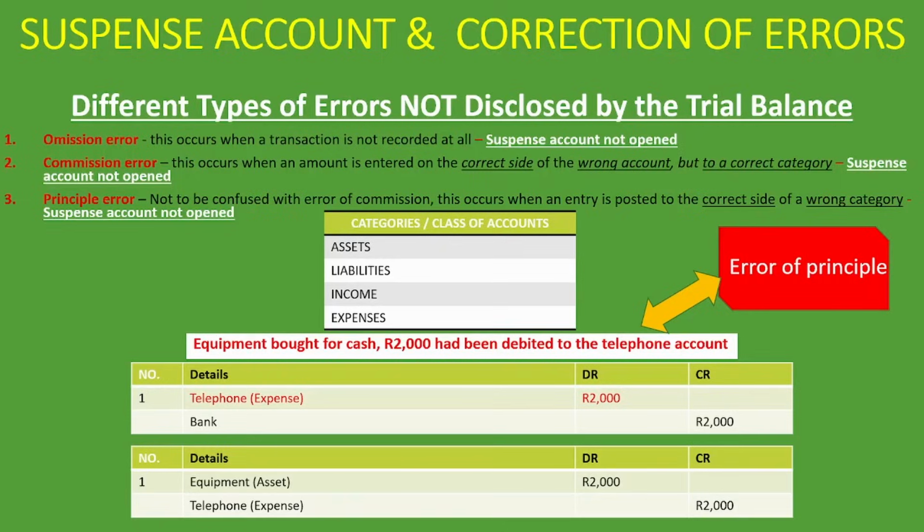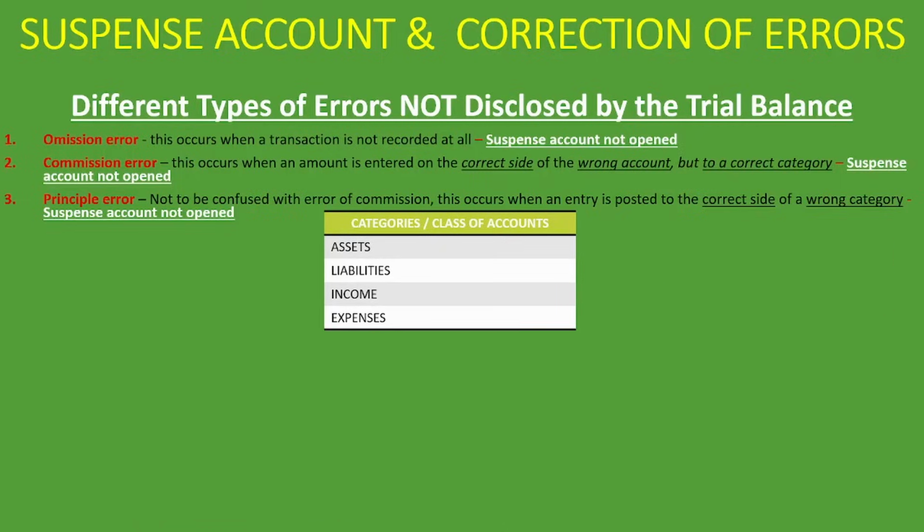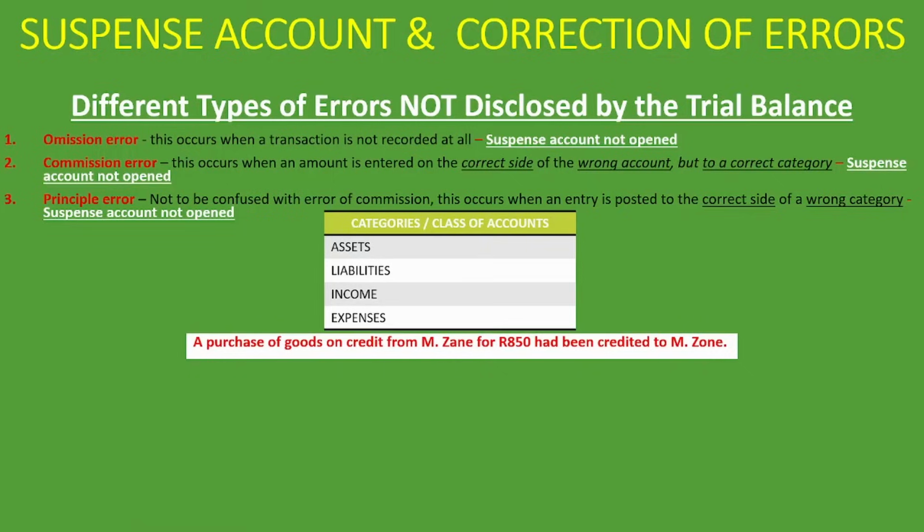So let's take a look at one more example in dealing with the difference between the commission error and the principal error. Here it is. A purchase of goods on credit from M Zane for 850 Rand had been credited to M Zone. So let's make sense of what's happening here. We purchase goods on credit. Whenever we purchase goods on credit, what do we do? We debit inventory or goods and credit the particular supplier. In this case, we should have credited M Zane.